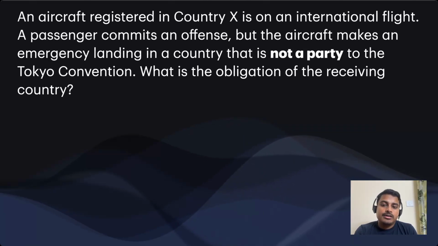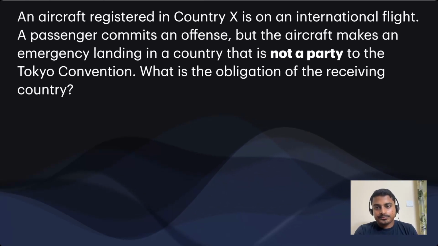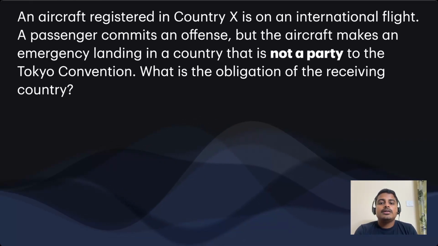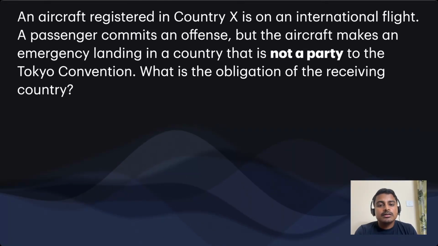Now this is a different question, right? So aircraft makes an emergency landing in a different country, and that country is not part of the Tokyo Convention. So what is the obligation of the receiving country? So what is the receiving country required to do?